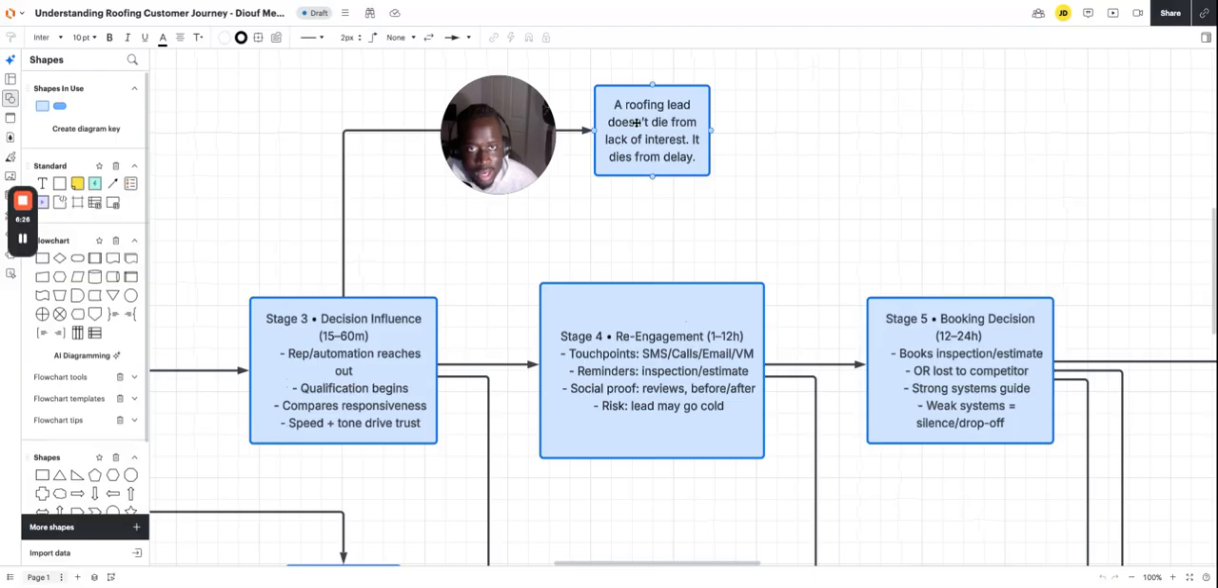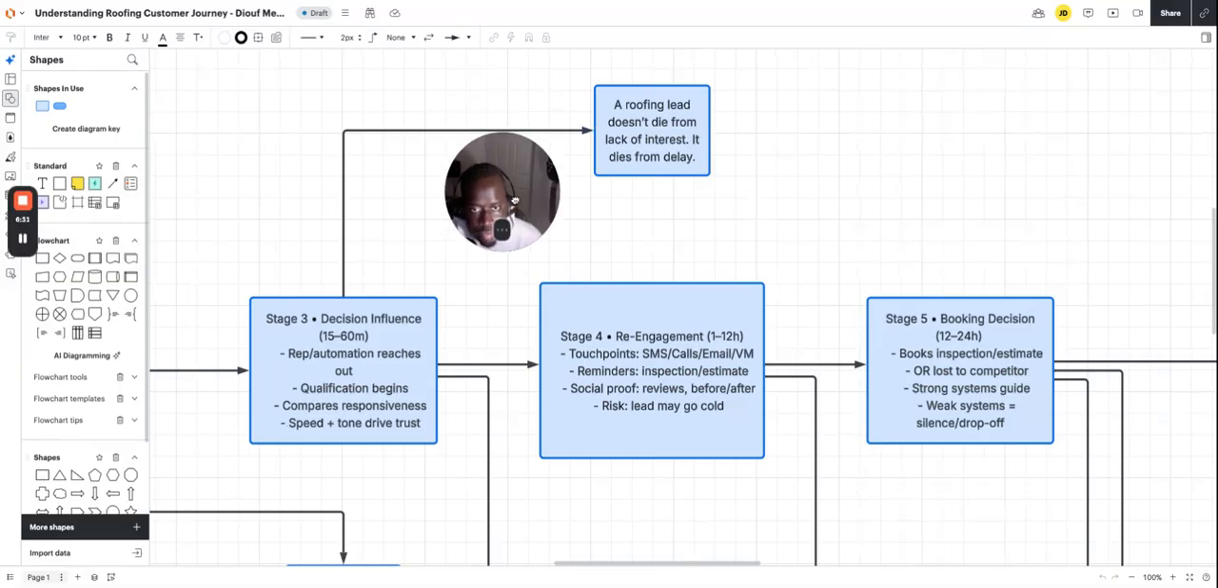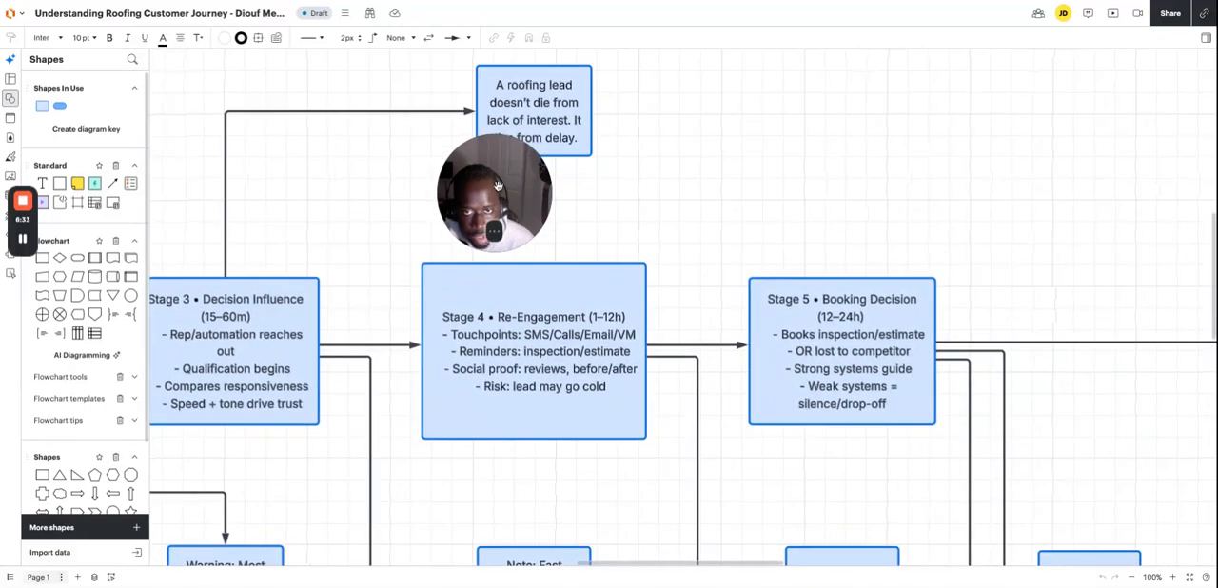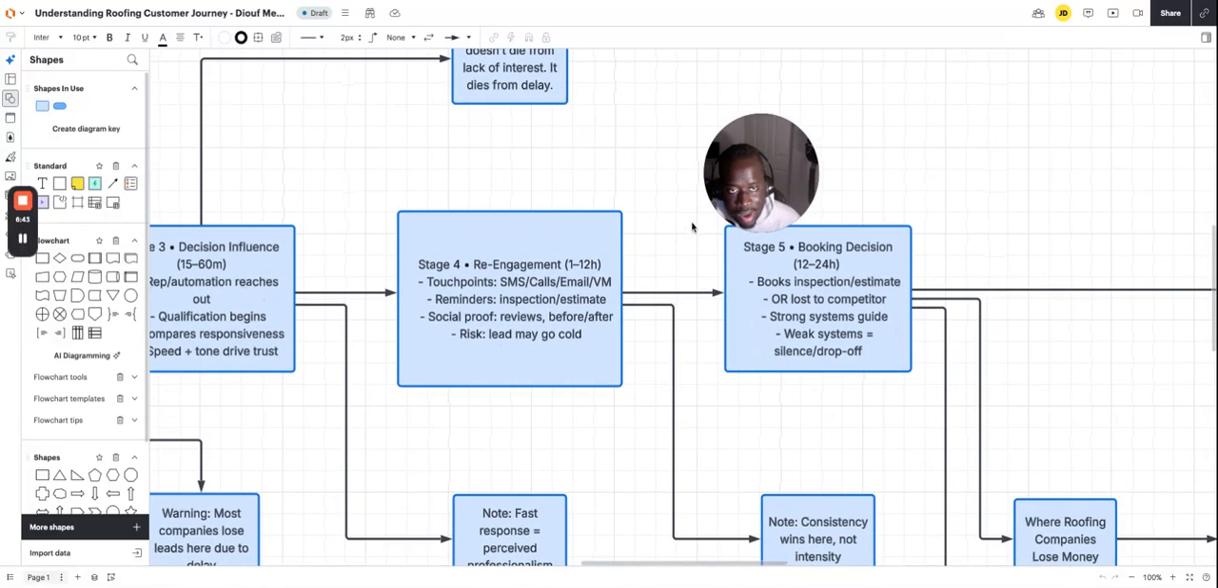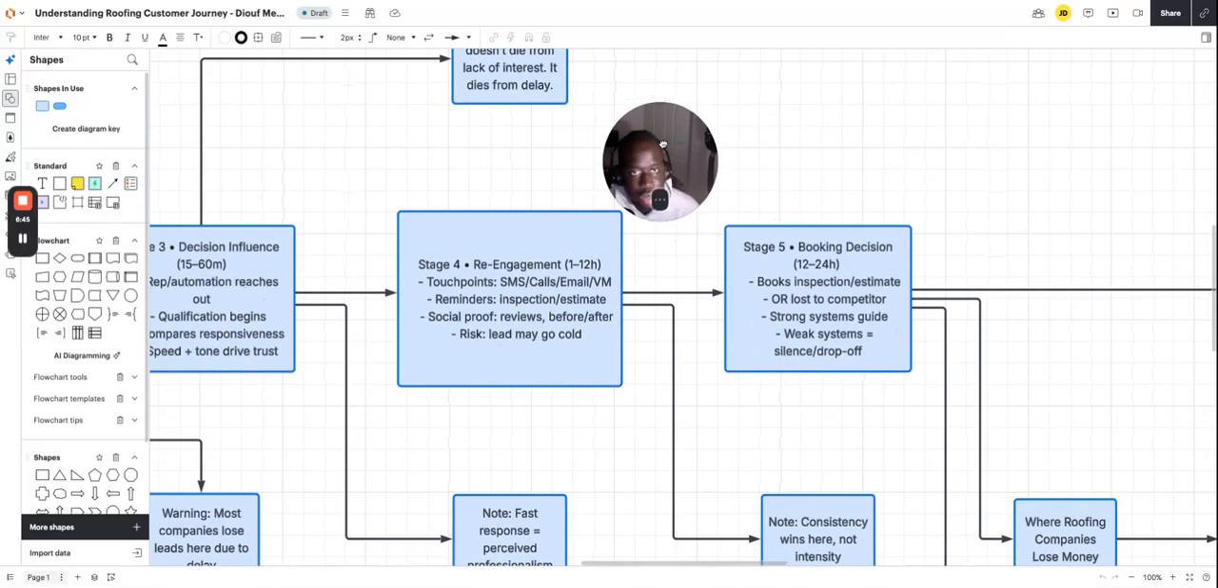A roofing lead doesn't die from lack of interest. A lot of times it dies from delay. Stage 4, re-engagement. So about an hour, 12-ish, some sort of reminders that their inspection is booked, right? That their estimate is booked. And then within that, maybe you have some messaging around, hey, follow us on social media. Then they see your content, they see your social proof, that type of thing.